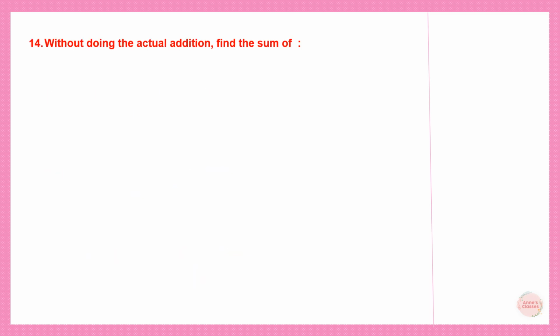Question 14. Without doing the actual addition, find the sum of these numbers. Okay, so here we have a lot of numbers. Look carefully and see 1, 3, 5, 7, 9. Can you see they're all odd numbers? And we learnt that to find the sum of the first few natural odd numbers, we just count the number of numbers there are and then find the square of that.